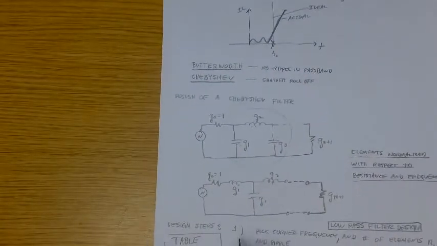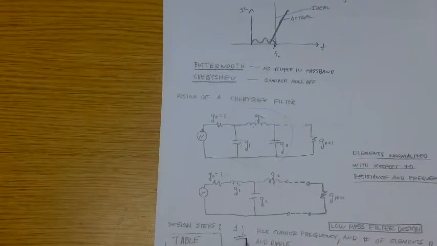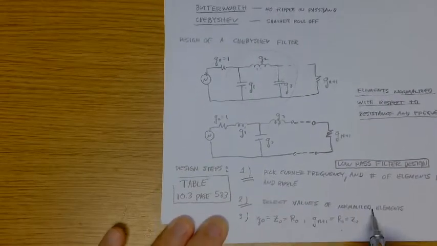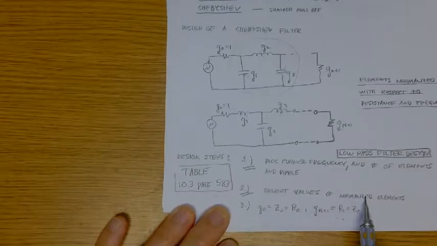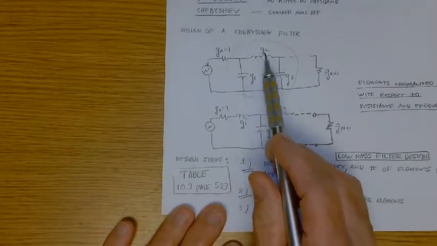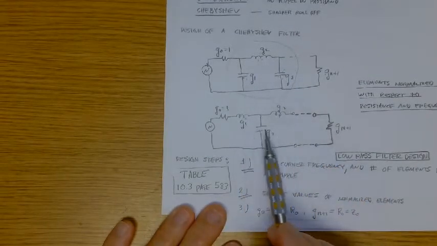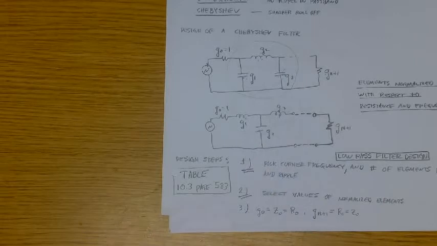So then, after you make that decision, you're then going to select the normalized values. What do I mean by selecting normalized values? There's a table in here we're going to look at momentarily. So when I select the normalized values, that just means I'm going to pick the G1, G2, G3 values. They're going to be given in this table.